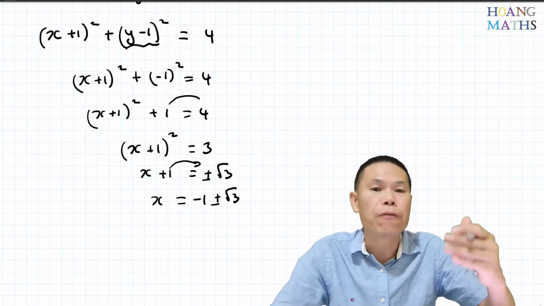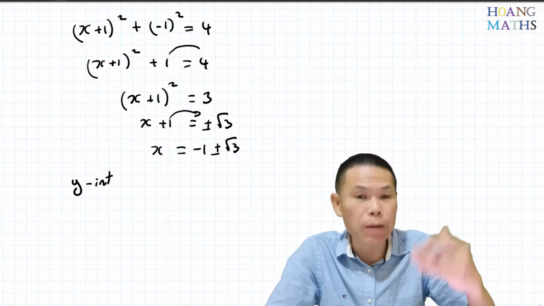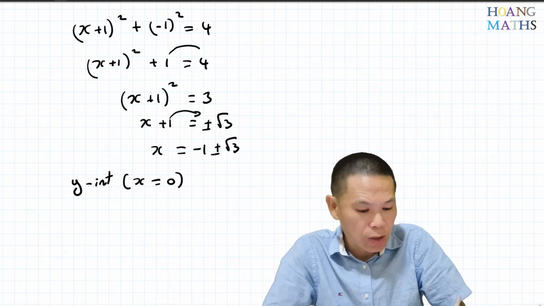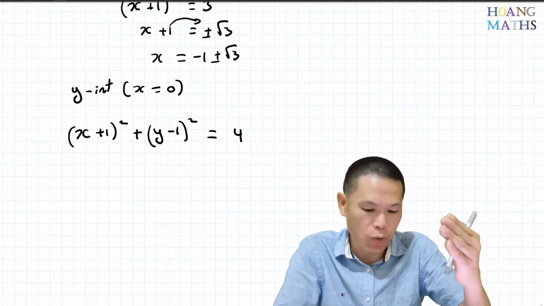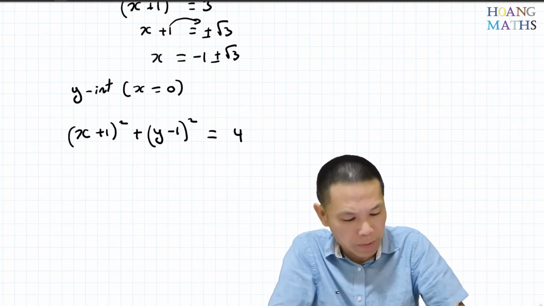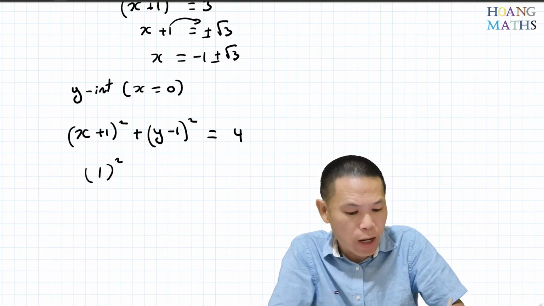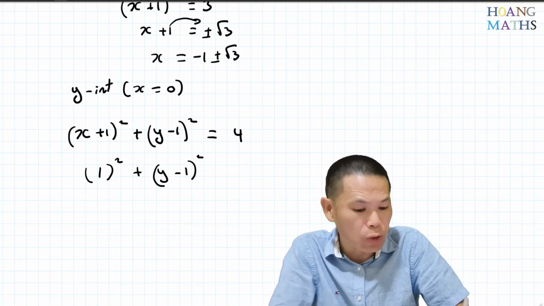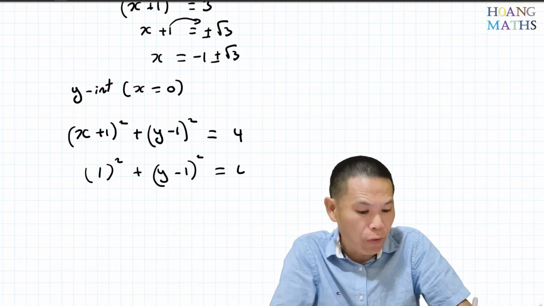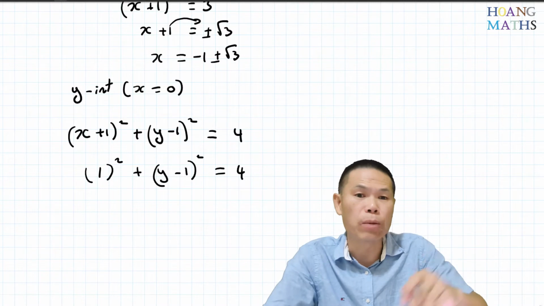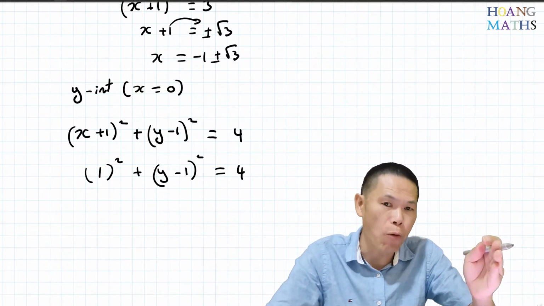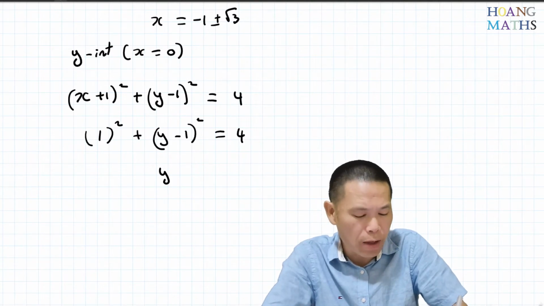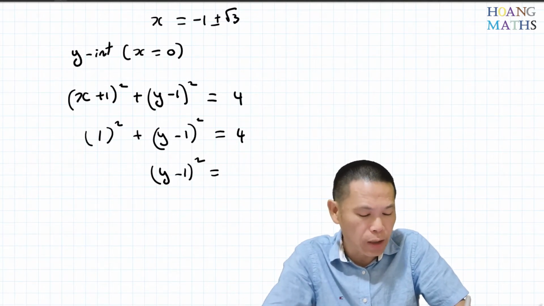Now we need to find the y-intercepts. That means when x is equal to 0. So when x equals 0, we know that 0 plus 1 is 1. So that means I just leave this 1 squared plus y minus 1 all squared is equal to 4. And 1 squared is 1. So I move the 1 to that side, becomes 4 minus 1, which is 3. So therefore, y minus 1 squared is equal to 3.